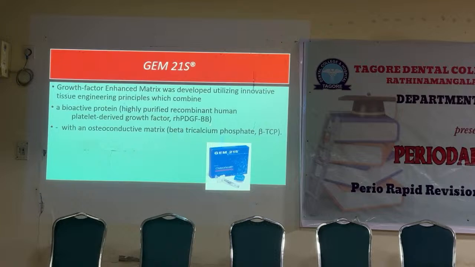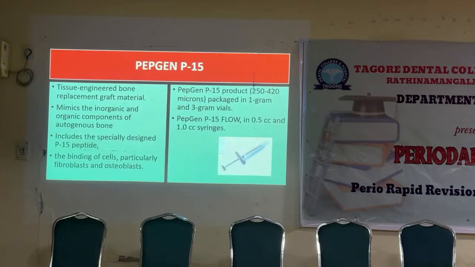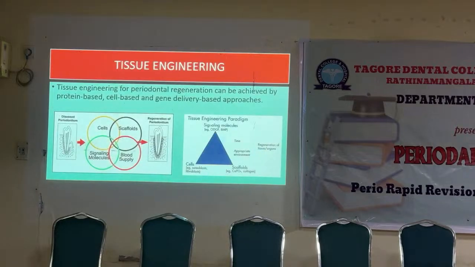GEM21S, that is growth factor enhanced matrix. Right, this is the tissue engineering which we will be using. It's a bioactive protein which can be helpful in periodontal regeneration. GEM21S. Yes. And then there is the peptide, okay, right? It's a tissue engineered bone replacement graft material. It is an artificial material, it reflects like a normal bone, but it has an induced peptide which is better for periodontal regeneration. Okay, these are all other biological mediators which are helpful in periodontal regeneration.